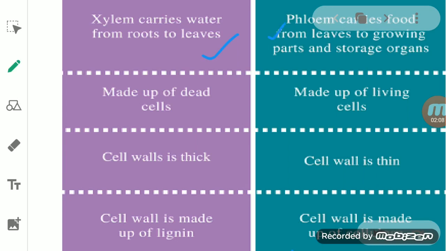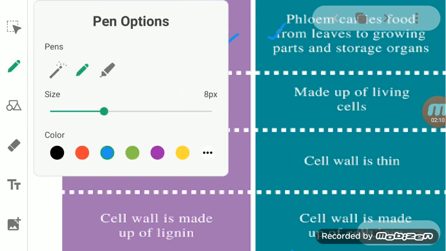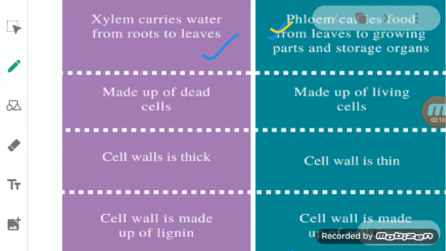When we talk about the phloem, students, it carries food from the leaves to the growing parts and the storage organs. The water is taken to the leaves, and you know that the process of photosynthesis occurs there. After photosynthesis there is food as a result. It means that photosynthesis produces starch, which is the food of the plant.